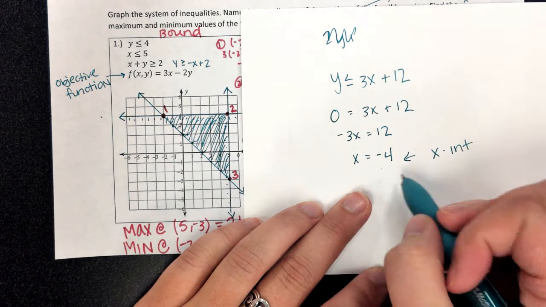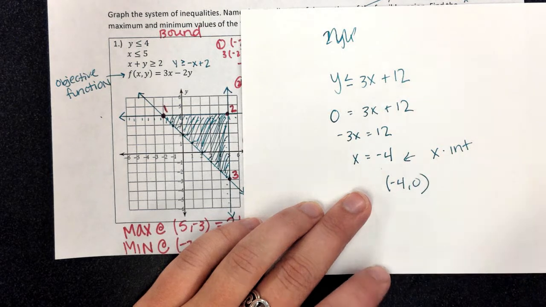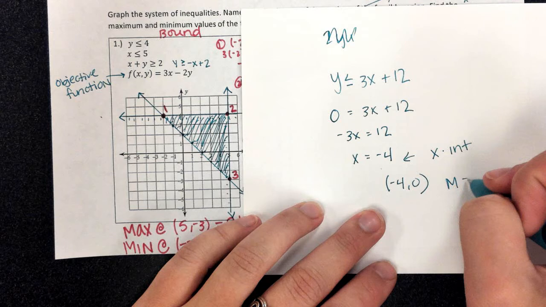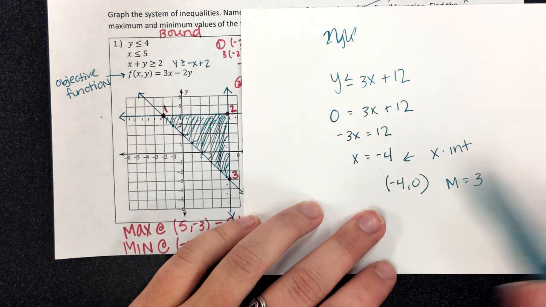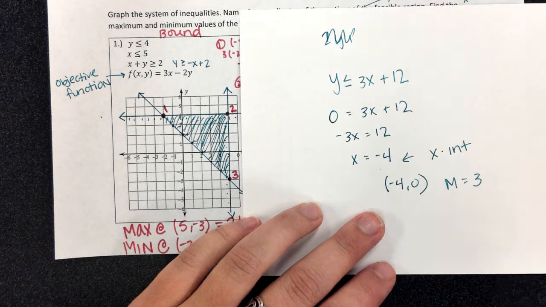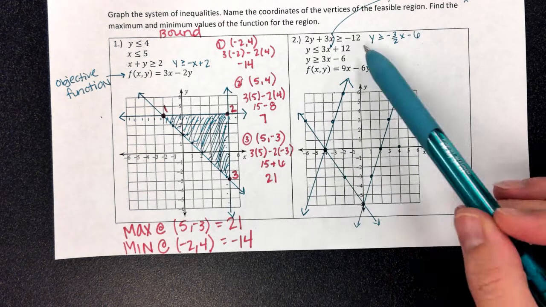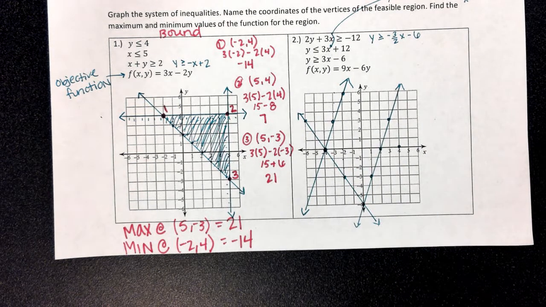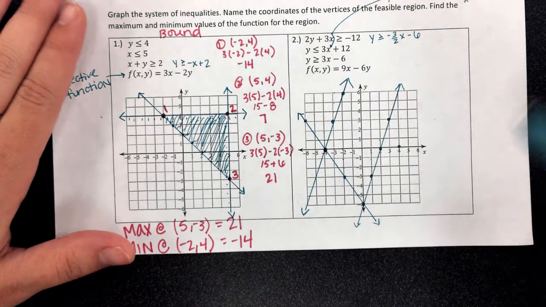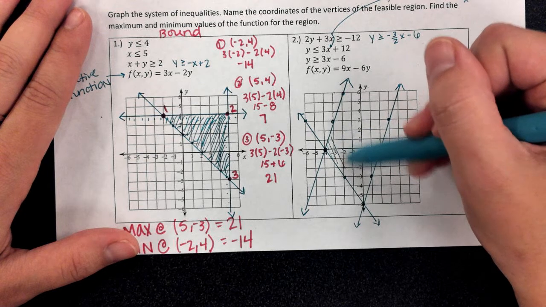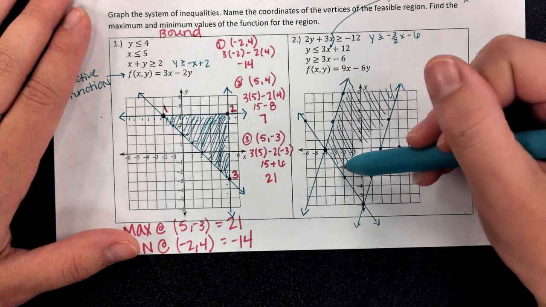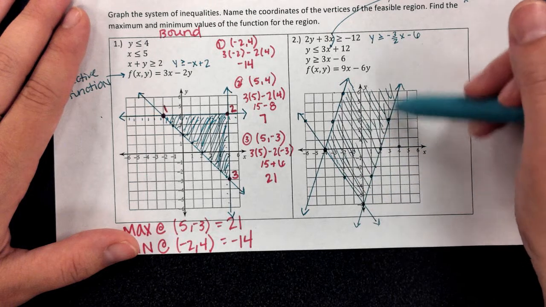So I know that my x-intercept is at negative 4, 0. So you have a point and you have a slope. So can you graph a line from one point and a slope? Yes. Okay, so that's what we did. We put our point and then we drew our slope. Okay? All right, and then if you shaded correctly, it should be all this area inside. Do we agree? Okay.